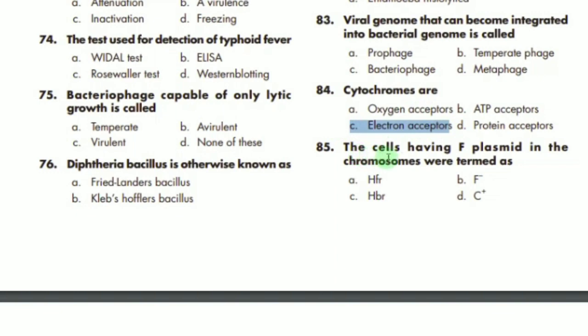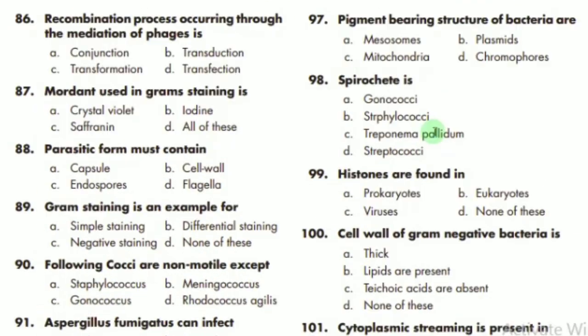85 MCQ says that the cell having F plasmid in the chromosome. So what we call that, HFR. A is the correct option. MCQ number 86 says that a recombination process occurring through the mediation of the prophage. So it is the transduction. B is the correct option. Mordant used in gram staining. So mordant used in gram staining is iodine. B is the correct option.